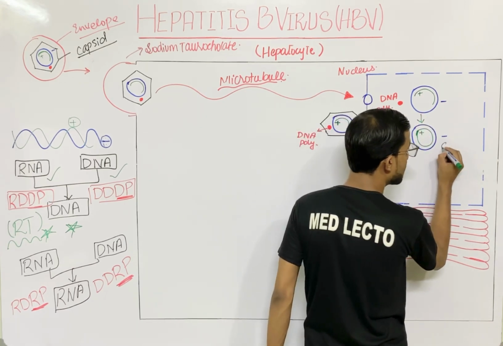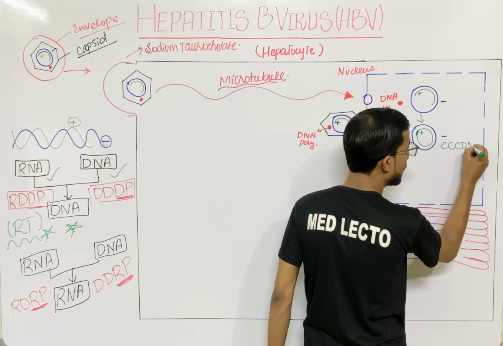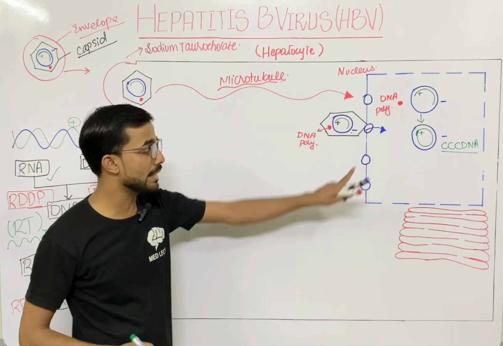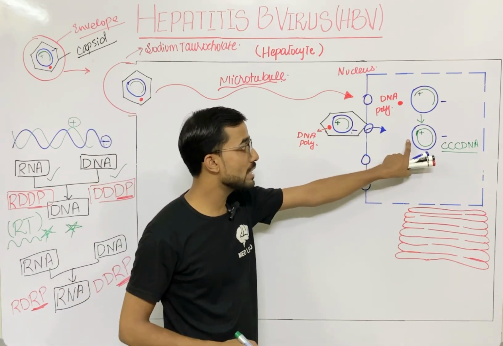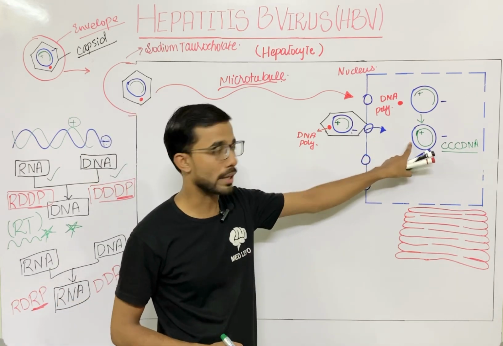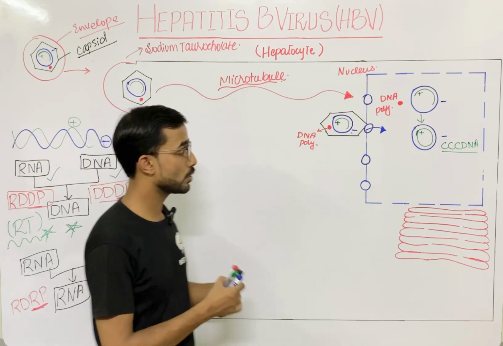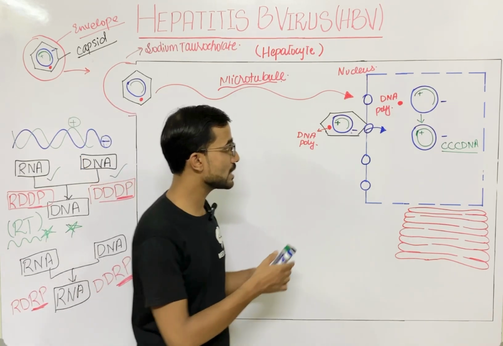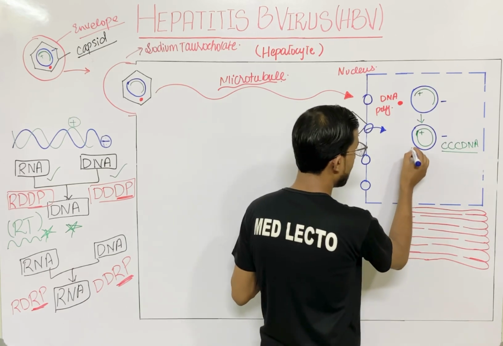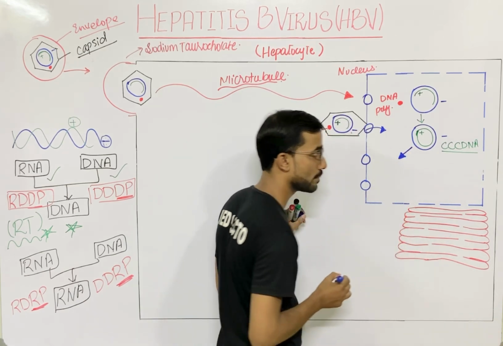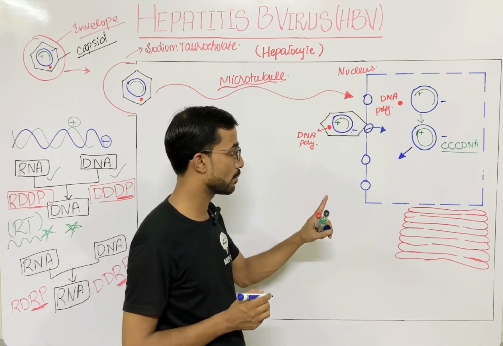That is actually called the cccDNA, covalently closed circular DNA. Now that DNA is actually complete. Okay. Next step, you will see two phases. First is that it can enter into the replication phase. Okay, that's the most important thing.